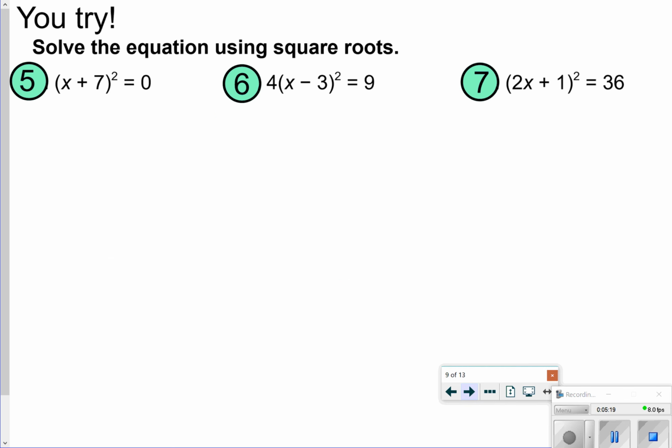So here are 3 that you're going to get to try, 5, 6, and 7. Again, go ahead and find the square root of both sides and then solve for both possible answers. Let's go ahead and pause here so you can try this on your own.